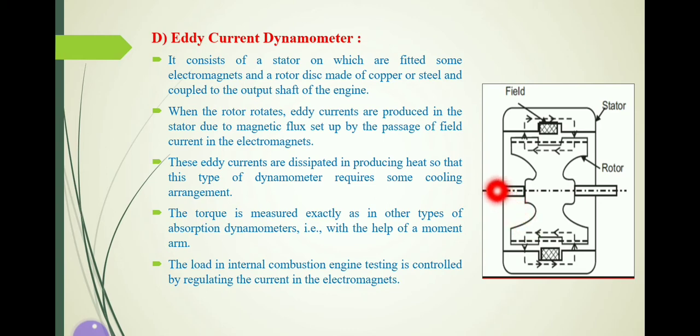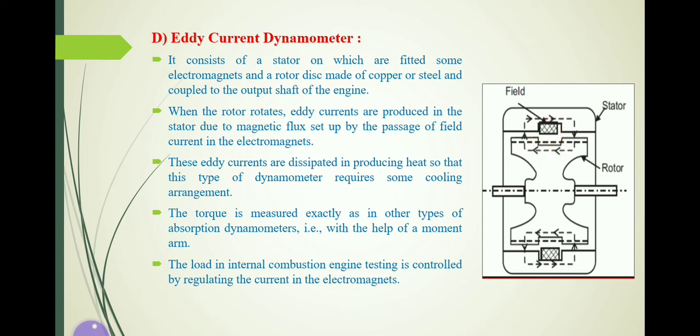Here the main shaft is available. On this main shaft, similar to the hydraulic dynamometer, one rotor is available. This is the rotor which is going to rotate with this shaft. Along with this, a stator is available which is surrounding this rotor, but the stator is again not in direct contact with the rotor. Along with this, one magnet is available which is placed in the stator. That means in the gap between the rotor and stator, that magnet is placed.